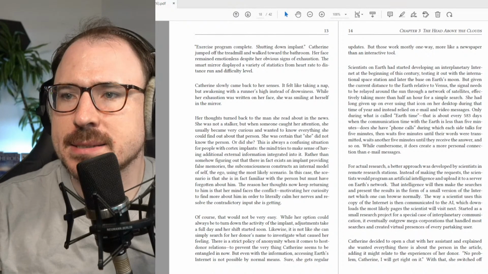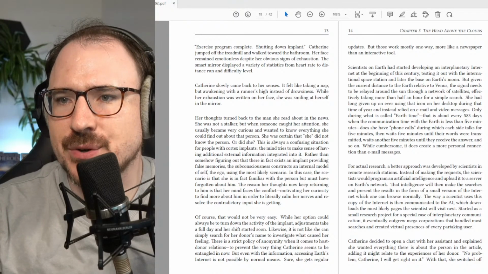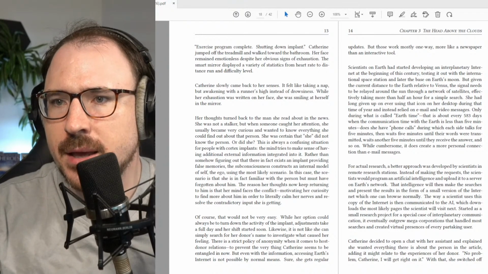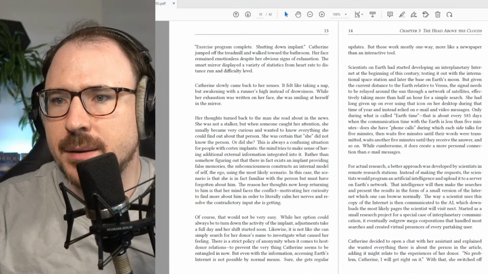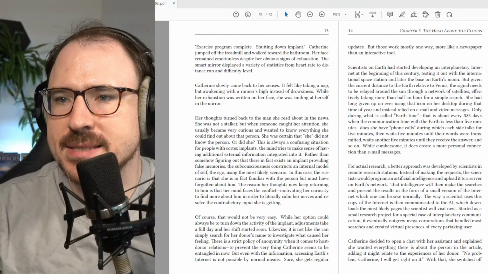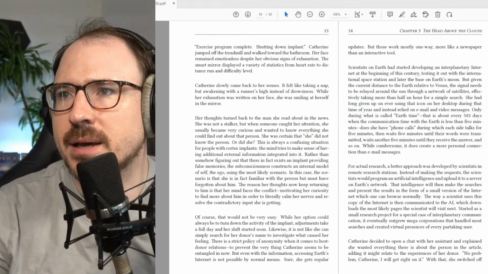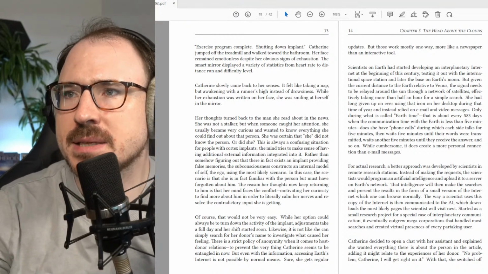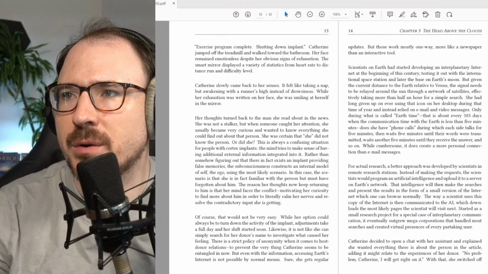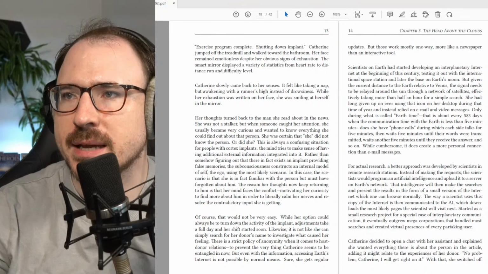Likewise, it is not like she can simply search for her donor. Well, we already had that. But even with the information, accessing Earth's internet is not possible by normal means. Sure, she gets regular updates, but those work mostly one way, like a newspaper, rather than an interactive tool.